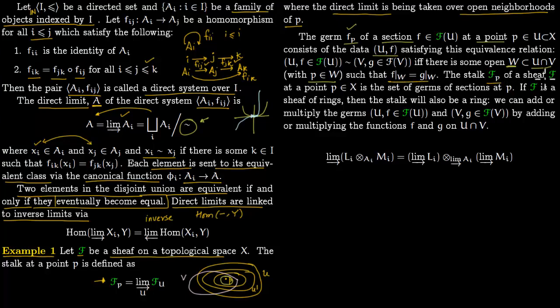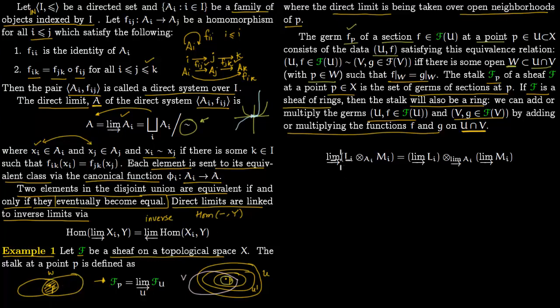So the stalk of a sheaf at a point P is a set of germs of sections at P. If this sheaf F is a sheaf of rings, then the stalk will also be a ring. So then again you can add and multiply these germs just like you would do in a ring, by adding or multiplying the functions F and G on U intersection V. Again you have these two big sets U and V, and then you talk about this point P which lies in both the sets. Then you have to consider a neighborhood which is this shaded neighborhood W, and then you glue the functions here.